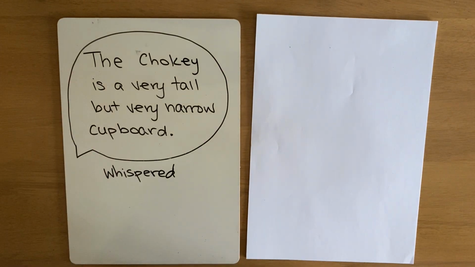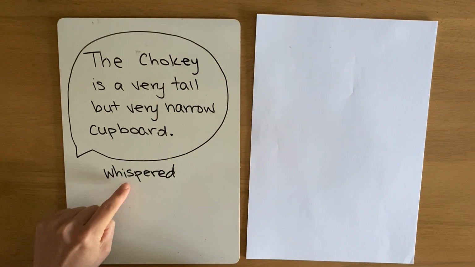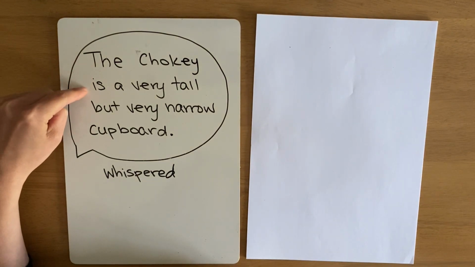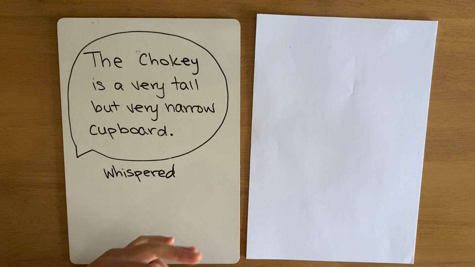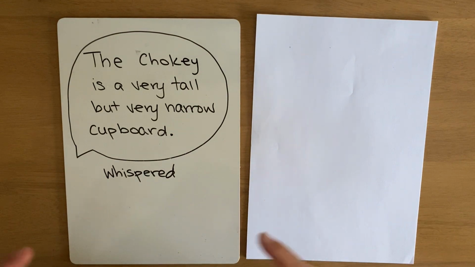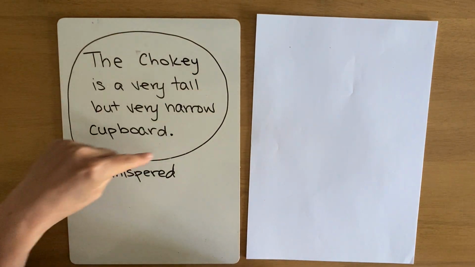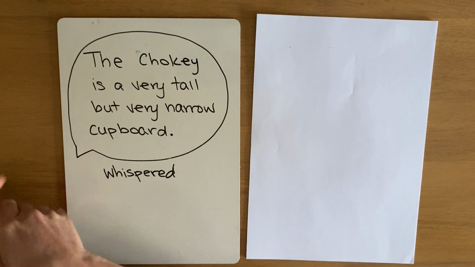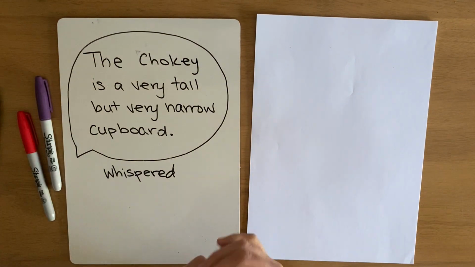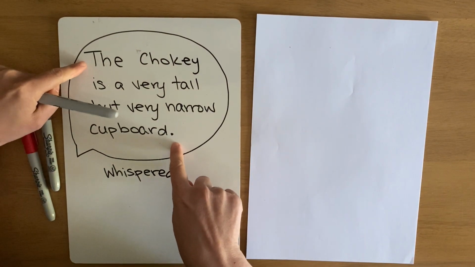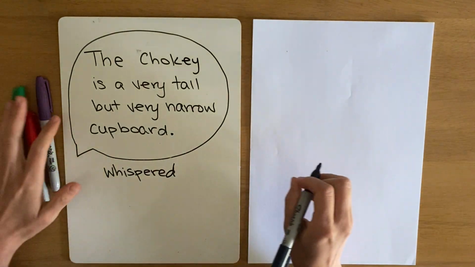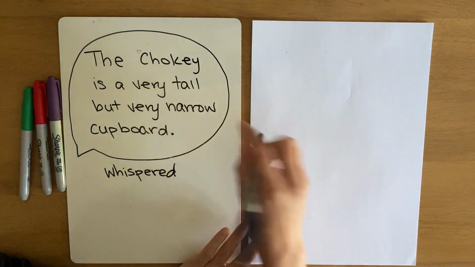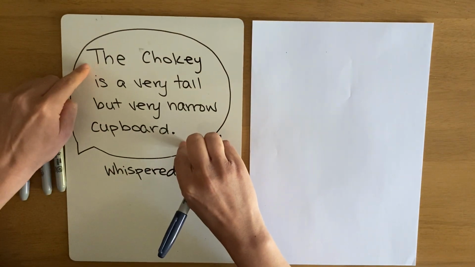So this is what Hortensia has said to Lavender and Matilda. She has whispered, "The chokey is a very tall but very narrow cupboard." When we put things in speech marks, the bit that goes in between the speech marks is everything that is inside the speech bubble. We are going to start by just copying what is inside the speech bubble first. I'm going to use different colors so you can see the different parts of the sentence. So I'm going to copy just what's inside the speech bubble.